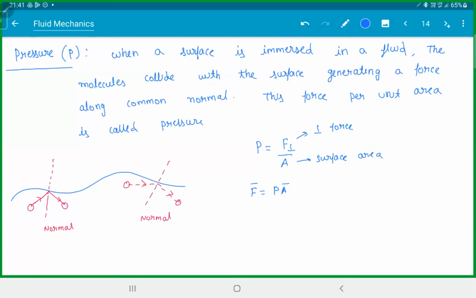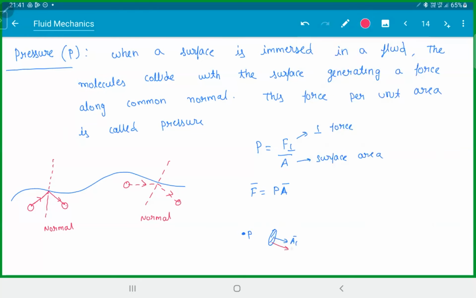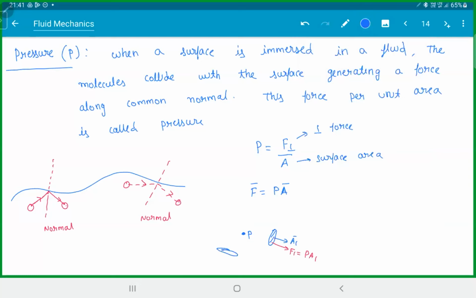So if you see, the meaning of this is, suppose at this point pressure is P, if you take an area vector like this, the pressure will act perpendicular to the surface like this. So this force will be P into A1. Suppose if you take the area vector like this, remember area vector is perpendicular to the surface, out of the plane. Yeah, area is a vector.